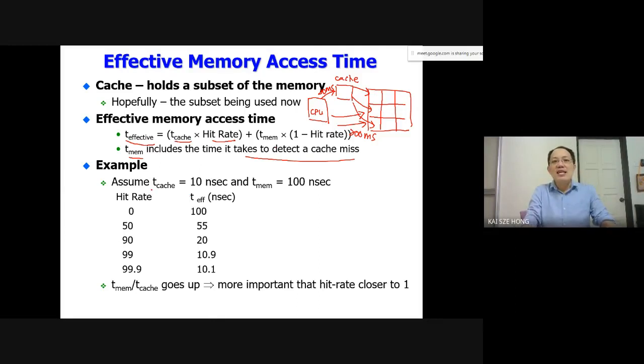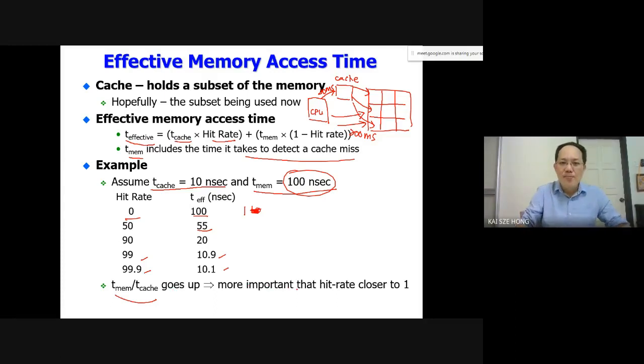Example, assume that T cache is 10 nanoseconds, and T memory is 100 nanoseconds. So if the hit rate is zero, we need 100 nanoseconds in order to get the data. If, let's say, you have a 50% hit rate, then you will need 55 nanoseconds. So if the hit rate is zero, the effective memory access time is 100. You always have to access the memory. So as the hit rate gets higher, you can see the time going down. So T memory over T cache goes up.